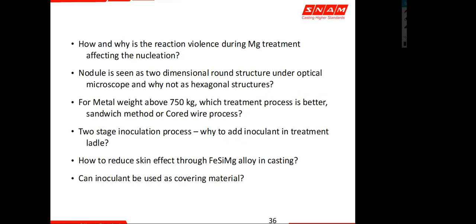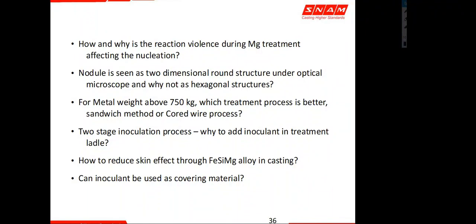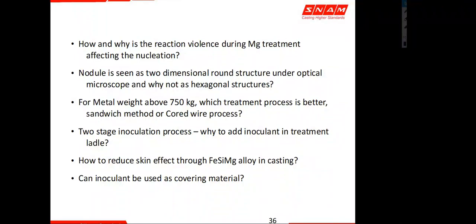The first question was, how and why does the reaction violence during magnesium treatment affect the nucleation? As we have explained previously, reaction violence starts disturbing the nuclei which come along with your liquid metal. Your liquid metal has its own potency. For example, 30 or 40% of nucleation comes from your liquid metal, your base metal itself, and an extra 60% gets added due to the additional alloys which we add, like magnesium treatment and inoculation. So when your reaction violence is more, you start killing the 30 or 40% you get from your liquid metal itself. So magnesium treatment is dangerous in that way.